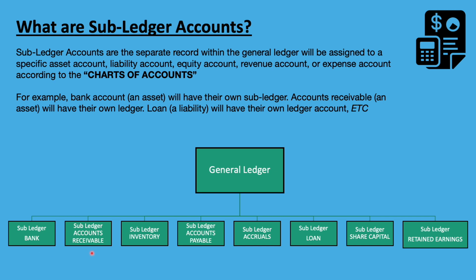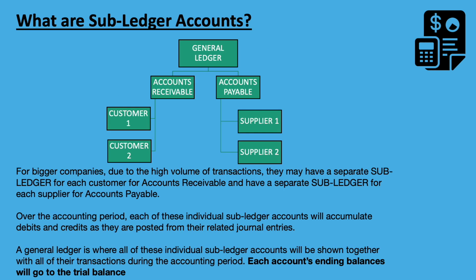Accounts receivable, an asset, will also have their own ledger. Loan, a liability, will have their own ledger account, etc. You get the idea? For bigger companies, due to the high volume of transactions, they may have a separate subledger for each customer for accounts receivable, and a separate subledger for each supplier for accounts payable.